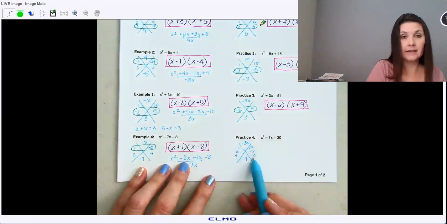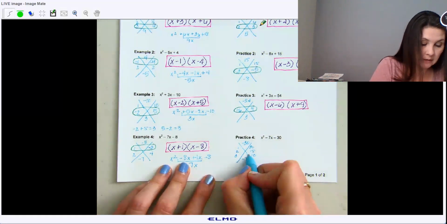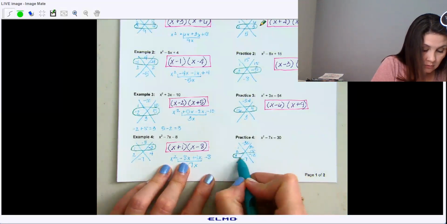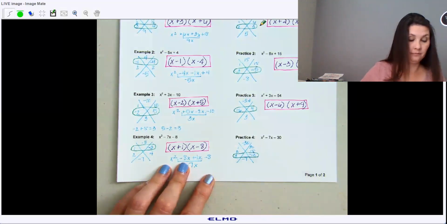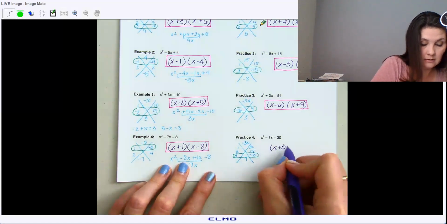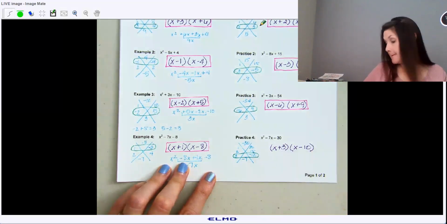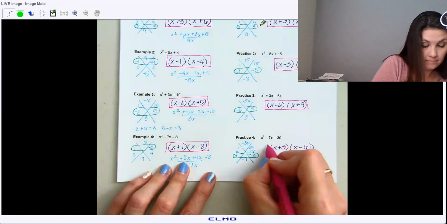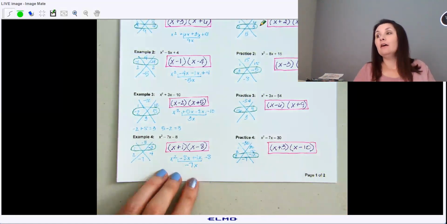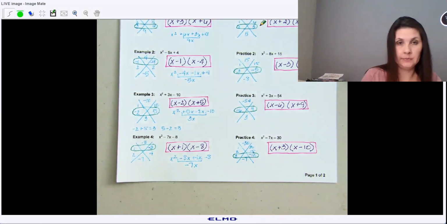Okay, so 3 and 10, when you subtract those, you get 7. Since this is a negative, my larger number has to be negative. And so I will be using these two terms. So we have x plus 3 and x minus 10. All right, so that's our set of notes for page 1 when your leading coefficient is 1.